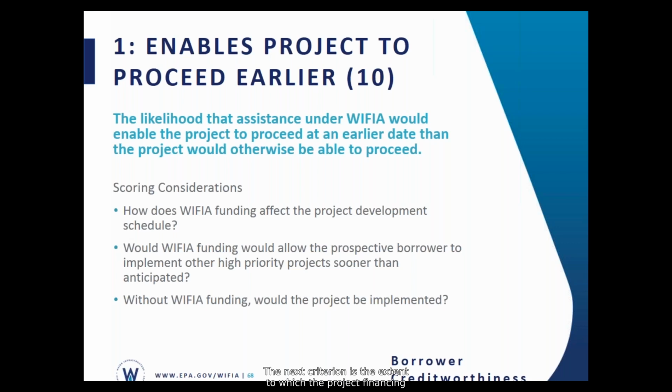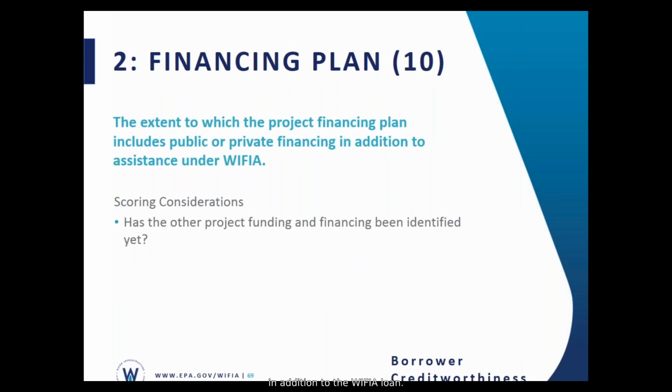The next criterion is the extent to which the project financing plan includes public or private financing in addition to the WIFIA loan. As we mentioned earlier, the WIFIA loan can provide up to 49% of the anticipated project costs. So for this, you should identify the sources of funding for the other portion of the project costs and the certainty of obtaining that funding. And if one of your funding sources is uncertain, it's helpful if you indicate what your plan B is if that funding ends up not being available for the project.